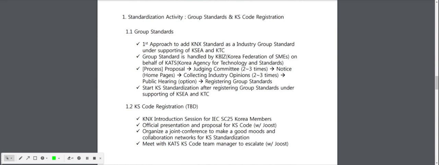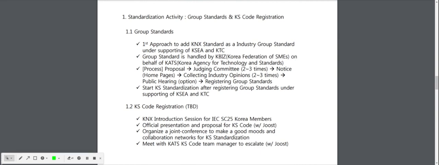Group standard is handled by the Korea Federation of Small and Medium Enterprises on behalf of the Korea Agency for Technology and Standards. As you can see, the process runs from proposal, selection committee, notice, collecting industry opinions and public hearing, and lastly listing as a group standard. This is the full procedure, and it will take around 3 to 4 months.